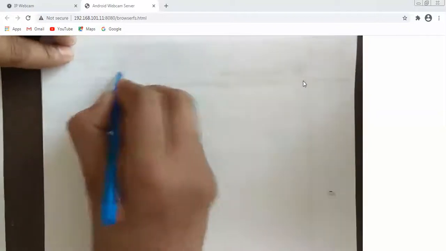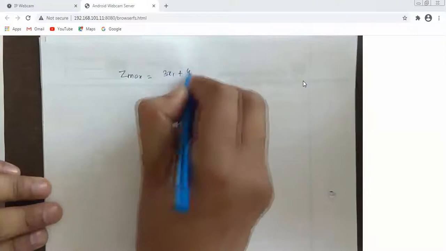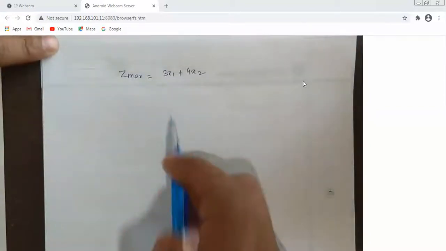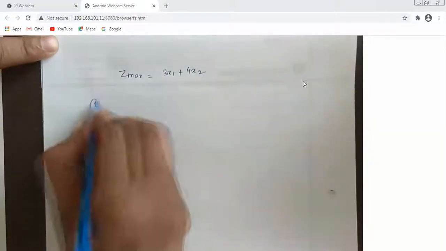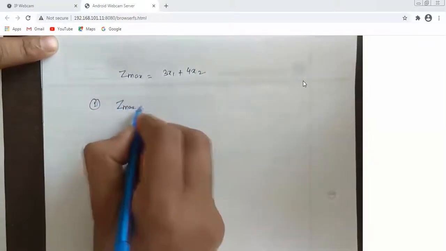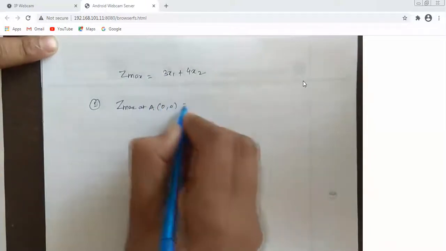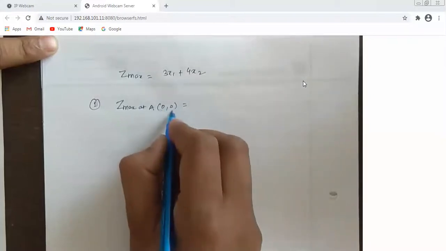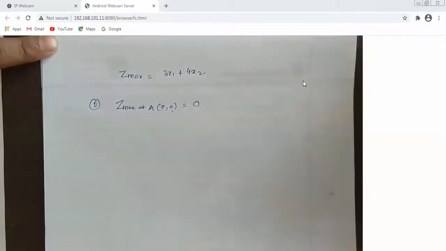First of all, I will write our objective function, that is z max is equal to 3x1 plus 4x2. Now we have to find the maximum value of z at various coordinates where we have values of x1 and x2. First I will calculate z max at corner point A, where the coordinates are 0 and 0. This 0 is x1 and this 0 is x2. So simply put the values of x1 and x2 in this equation, then we get the answer 0.